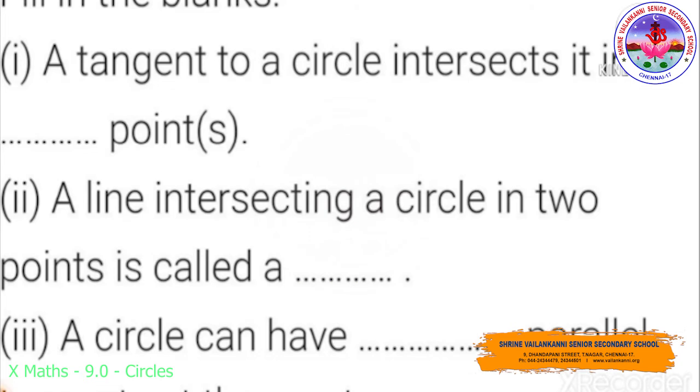Second problem, we need to fill up the blanks. First one, a tangent to a circle intersects it in one point, that is the point of contact. Second one, a line intersecting a circle in two points is called a secant of the circle. Third one, a circle can have two parallel tangents at the most. So we can draw two parallel tangents on either side of the circle.